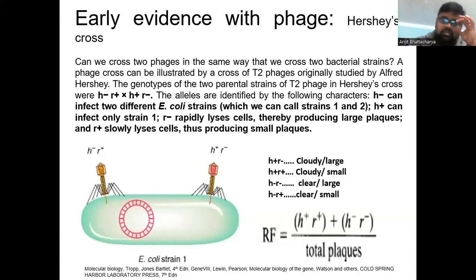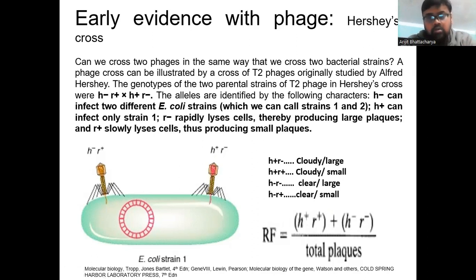So if this is the situation, and as per the experimental model, if you infect the bacteria with a phage with H minus R plus characteristics, which means it can produce clear and small plaques, together with another phage with H plus R minus characteristics, which is cloudy and large plaques, and if you obtain some plaques that are cloudy and small, and some that are clear and large, like these two, H plus R plus or H minus R minus, then these plaques are coming from recombinant phage.